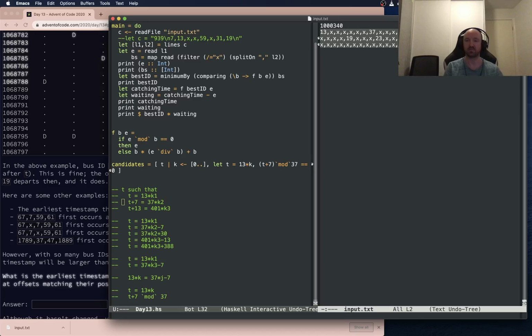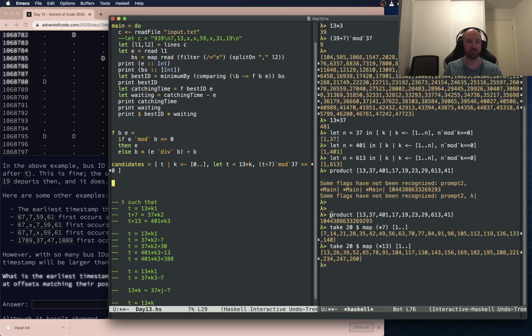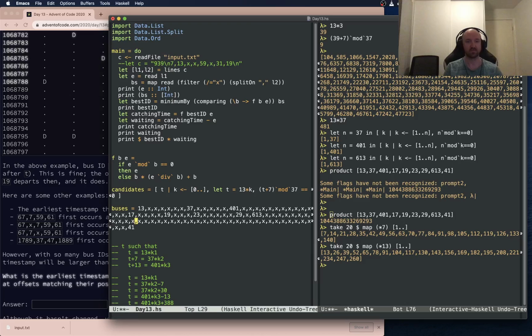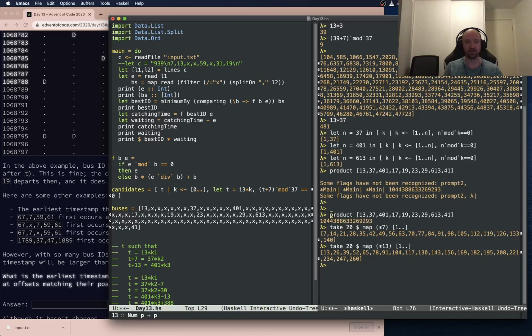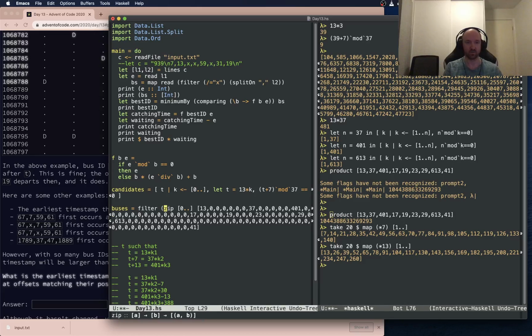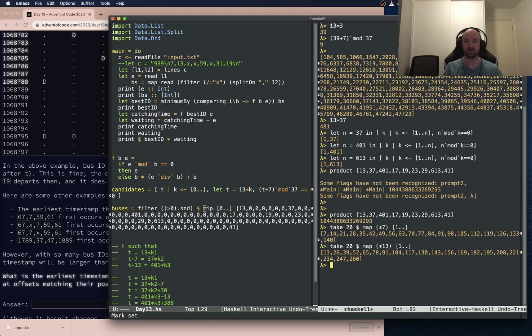Let's just go over this. Let's just, so our buses, whoops, this. Which is to say, let's just replace all the x's with zeros, and we'll say zip this with 0, and then filter, we keep only the ones where it's not 0. Okay, so that should give us our buses. There we go, and their required offsets.